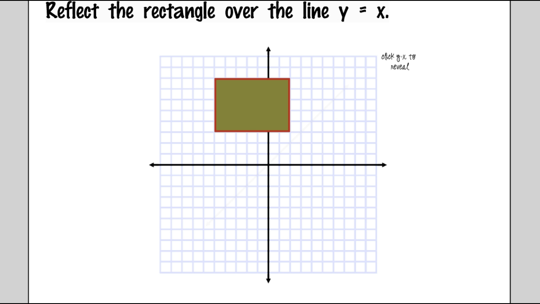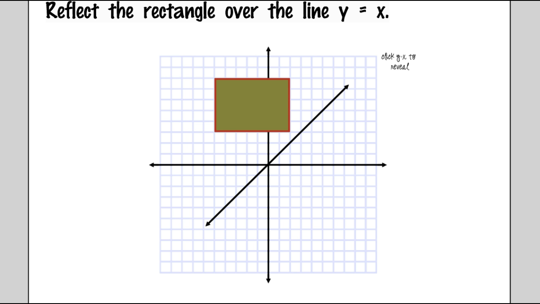Reflect the rectangle over the line y equals x. What does the line y equals x look like? Think about algebra. Y equals x. Does it look like this, or this, or this? Yes, diagonal. It's the diagonal line. I have it hidden here. Oh, there we go. That is y equals x.